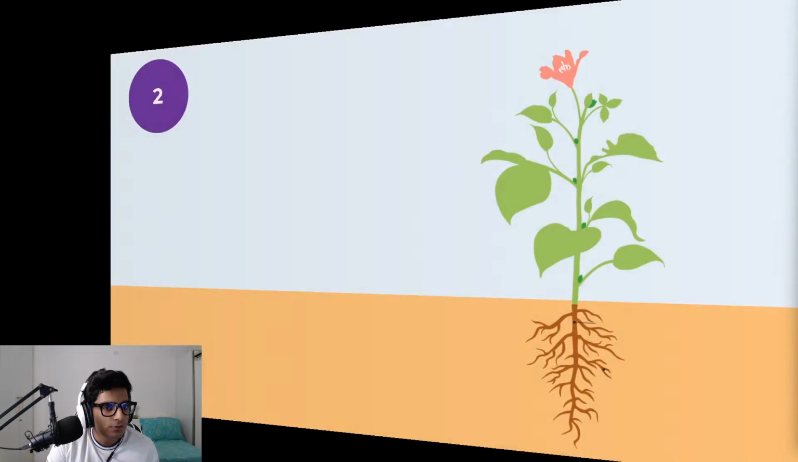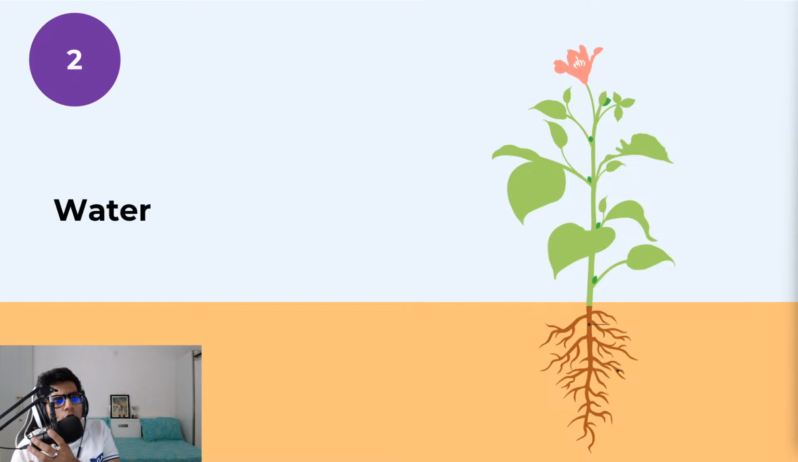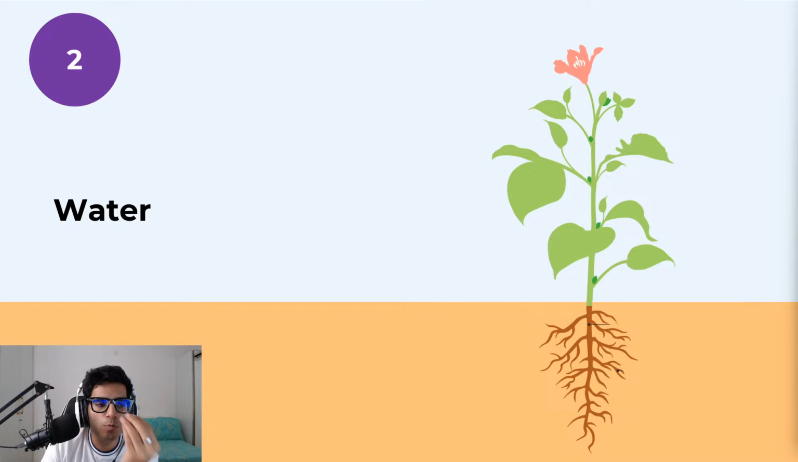Okay. So let's talk about the second most important ingredient. Right now we just covered one, that is carbon dioxide, right? So now let's talk about water. How water is the most important ingredient. Guys, do we know how water reaches the flower or the leaves?